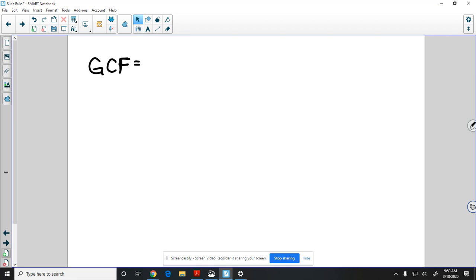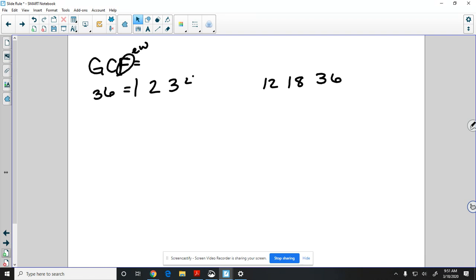When we think of factors, we think factors mean few. There's a set amount of factors. Let's say I want to find the factors of 36. I would find all the numbers that multiply together to give me 36. I always start with 1 and itself, so 1 and 36. I've got 2 and 18, 3 and 12.